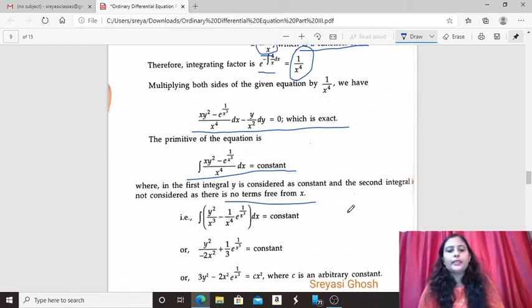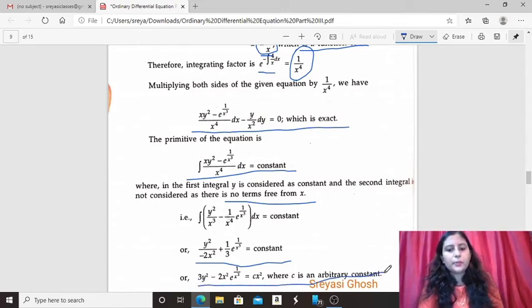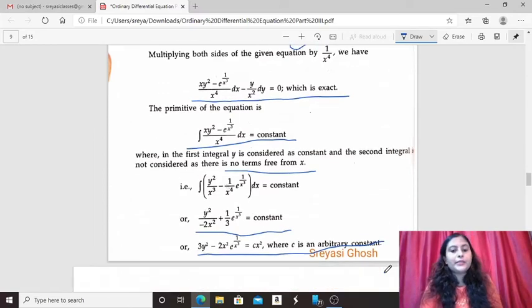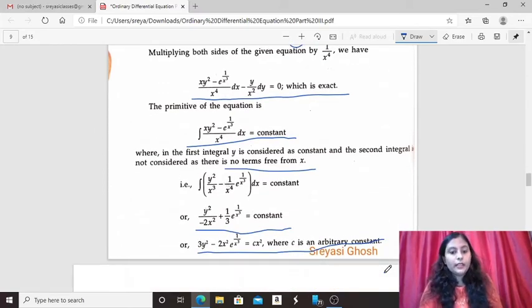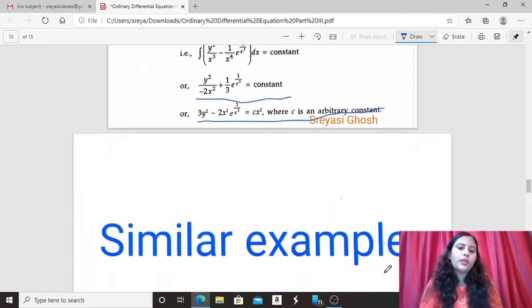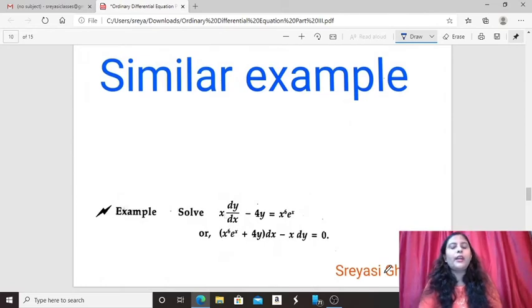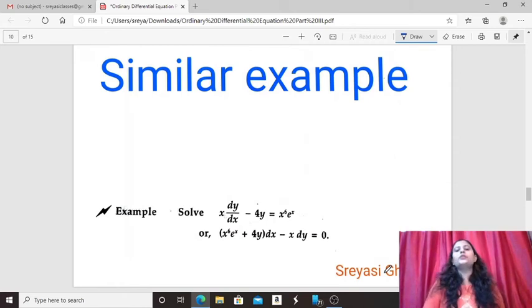So here you can see that we will get a result of this form, which is equal to a constant, or this can be simplified further to obtain this particular line, that is 3y square minus 2x square into e to the power 1 by x cube equal to cx square, where c is an arbitrary constant, right? A similar sort of an example is given over here. I expect all of you will be able to solve this. Please do take down the question.